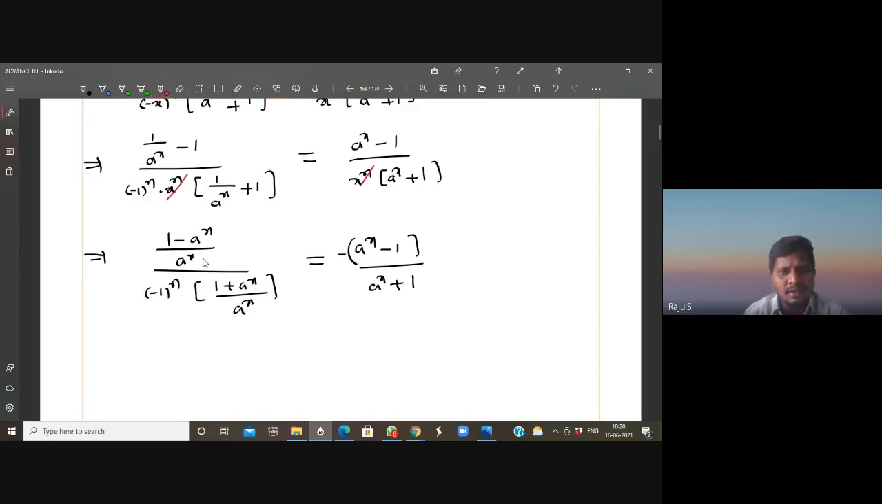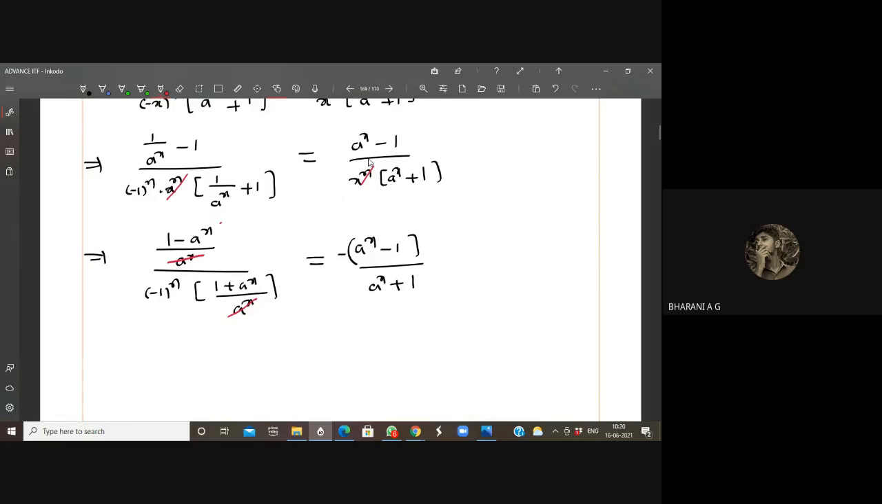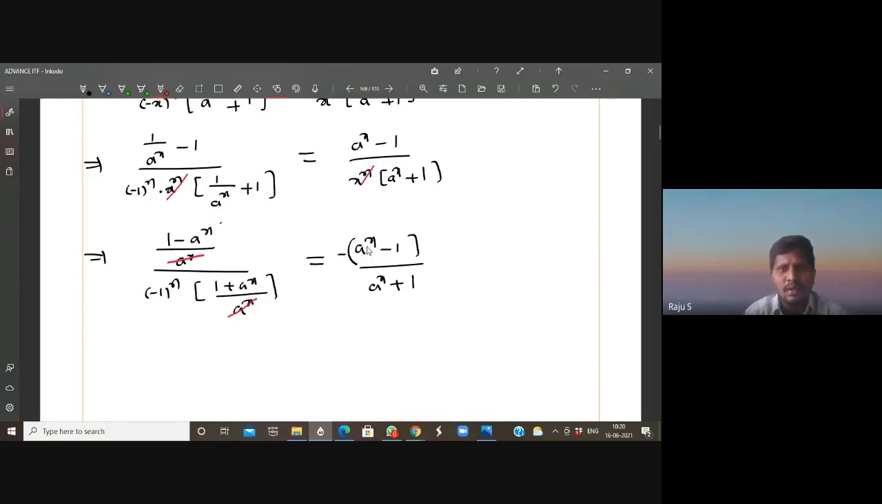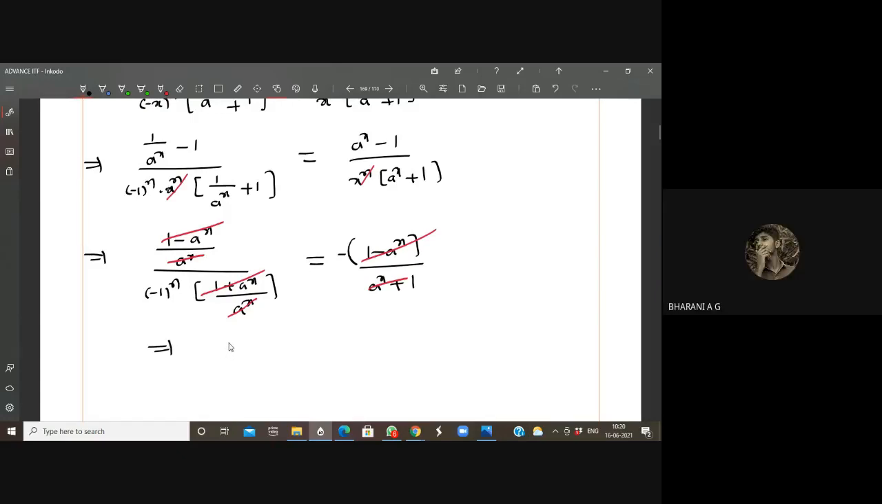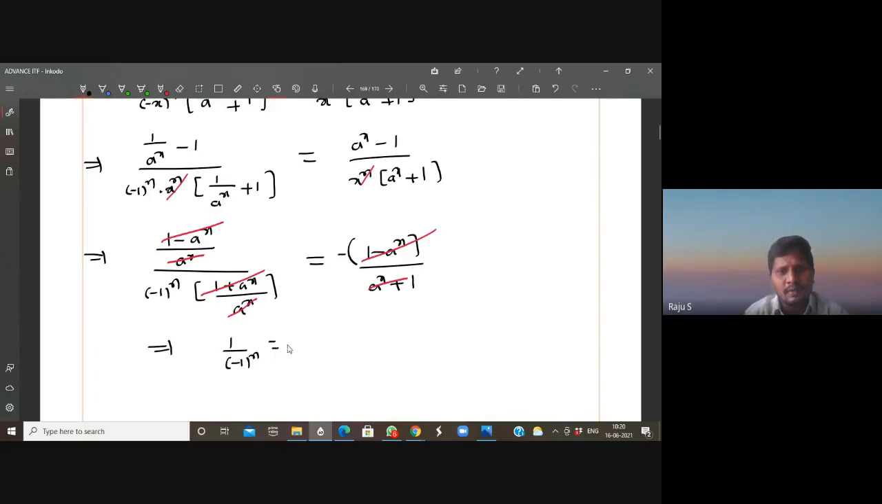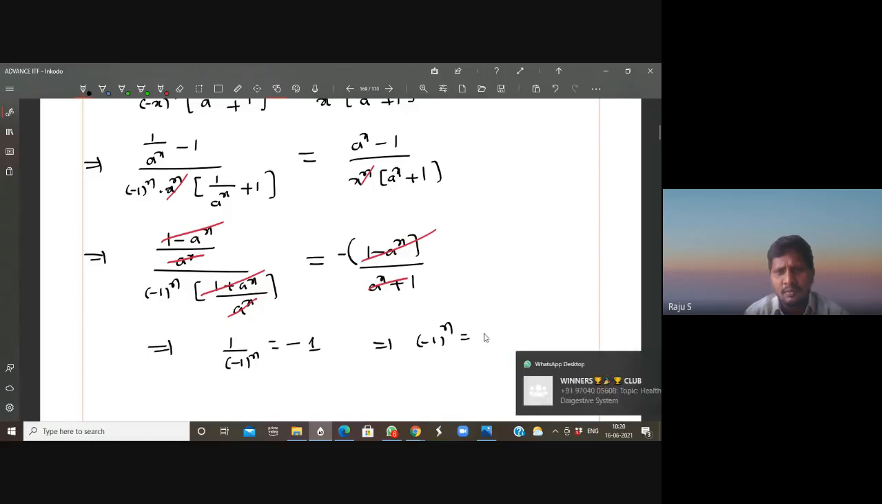Now what will be cancelled? Can I cancel a^x and a^x? Then 1 minus a^x will come on the right. When I take minus common, we are going to get 1 minus a^x. Then these two also get cancelled. All will be cancelled. What is the remaining value? 1 by (minus 1) power n equals 1, that is, (minus 1) whole power n is equal to minus 1.